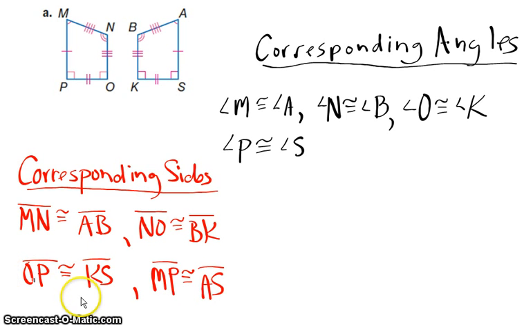OP and KS match up, side OP and side KS, and then also MP and AS. So in this problem, what they wanted you to do, they wanted you to look at the corresponding sides and make sure the markings match up. Okay? Let's look at another example.